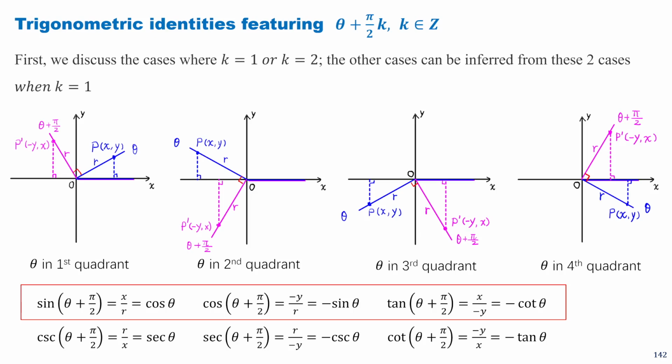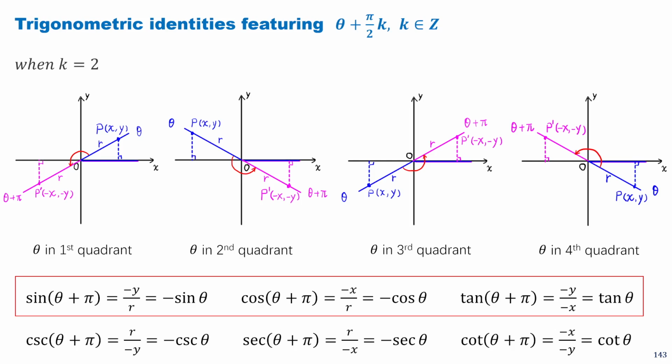Okay, next, let's consider cases where k equals 2. When k equals 2, you will have theta plus pi, right? So again, let's have a look at the first diagram. For other cases, you can basically use the same method. So suppose theta is in the first quadrant. Where is theta plus pi? Theta plus pi will be in the third quadrant like this, right? So this is pi or 180 degrees.